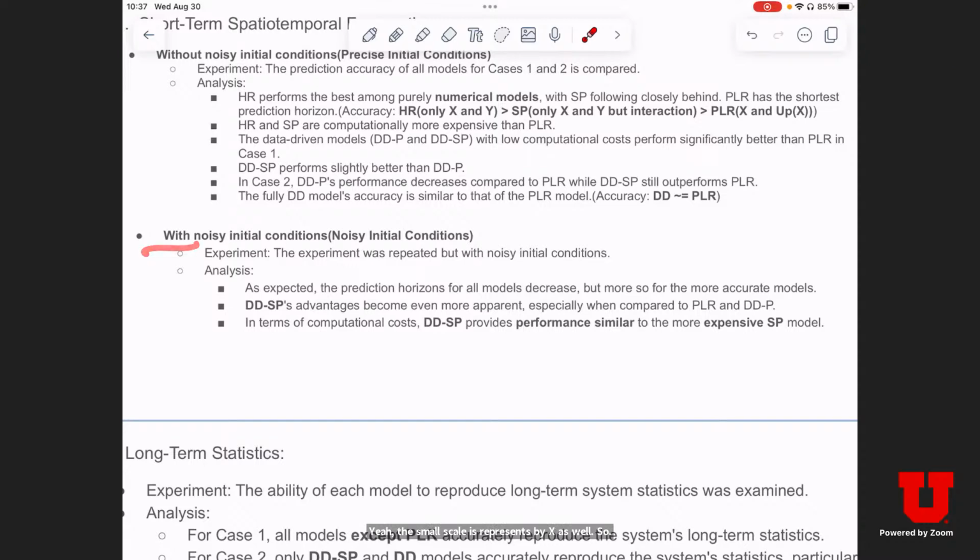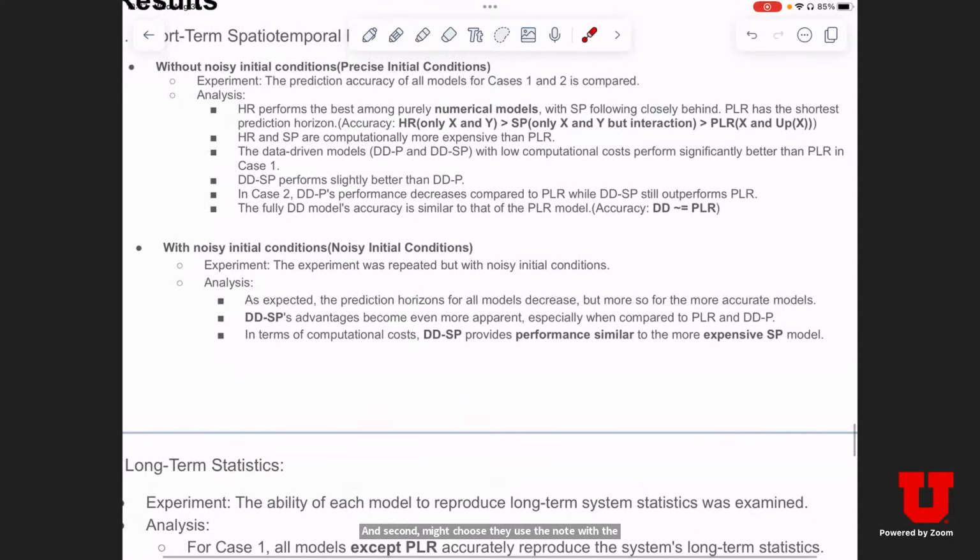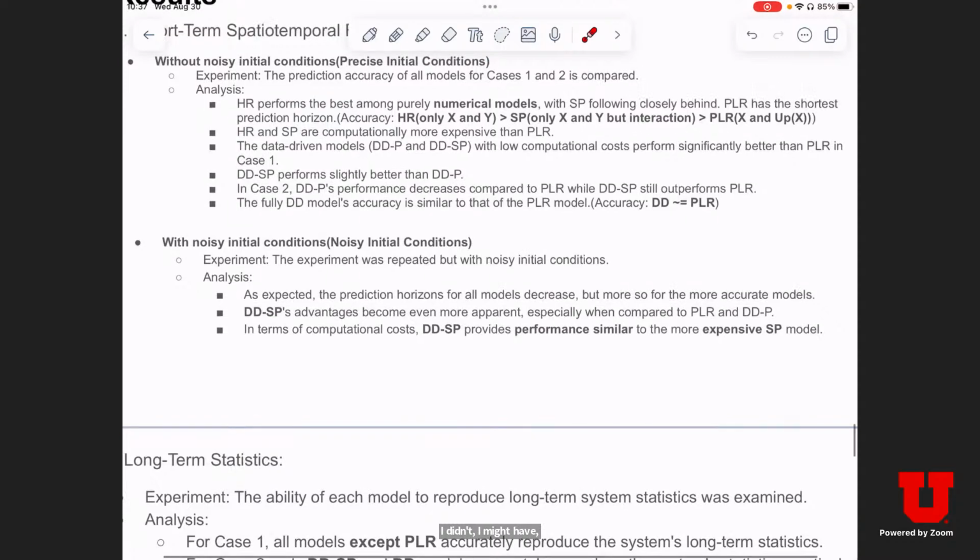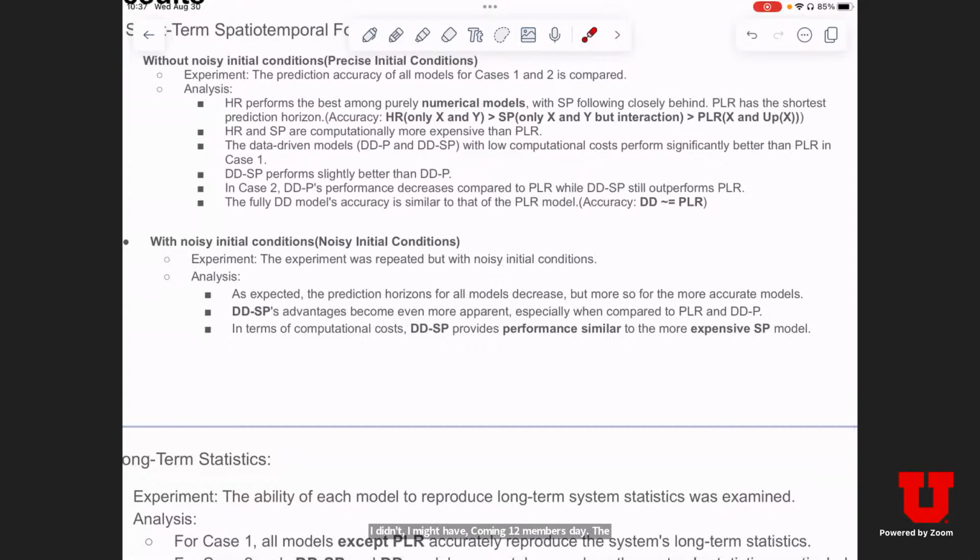And for the second metric, they use the noise initial conditions. Oh, sorry, Shibo. They do have some noise injection. Sorry, I can't remember the experiment well. The experiment was the same as the one without the noise, except with noisy initial conditions. And as expected, the prediction horizon for all models decreases because of the noise.